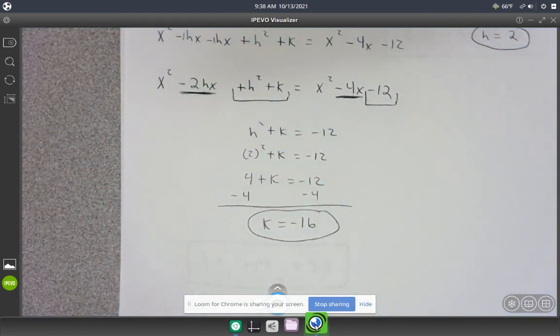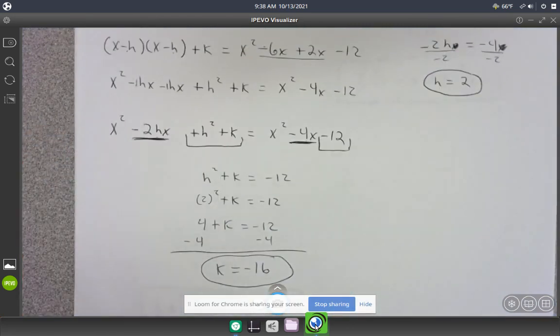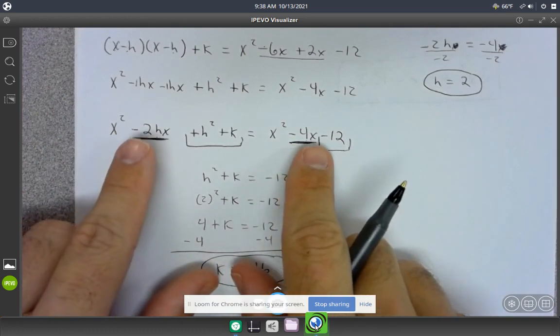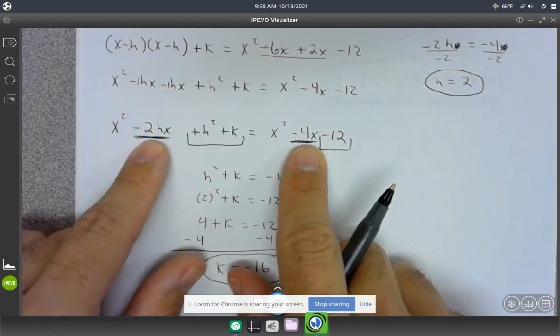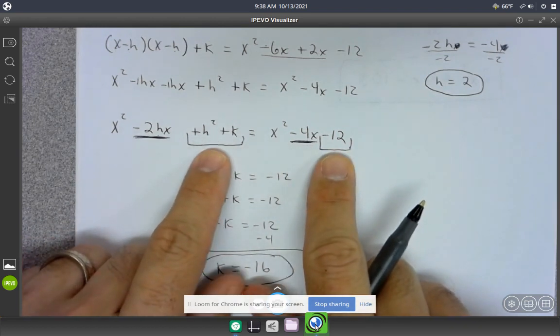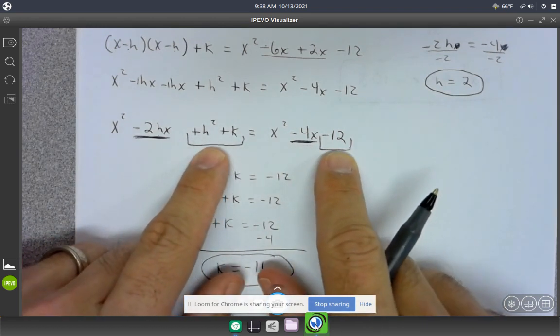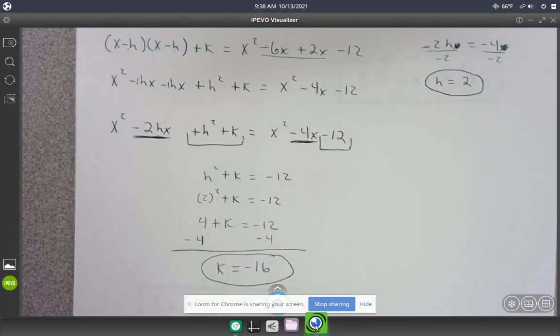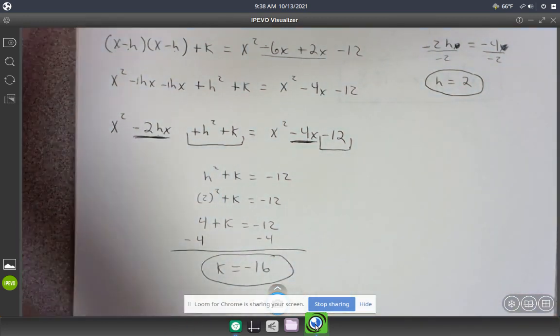I know it's kind of a strange process, but it is what it is. We simplified it out, worked it out, and then we were comparing the x parts to figure out the h, and then we were comparing the constant parts, the parts with a regular number, to figure out what the k had to have been. All right, I'm going to give you one more that's kind of like that.